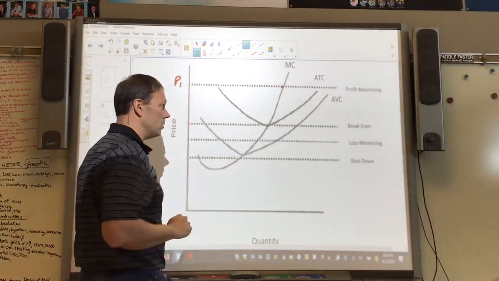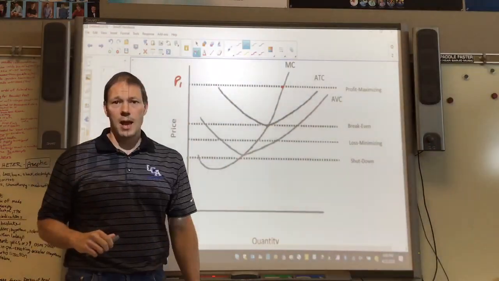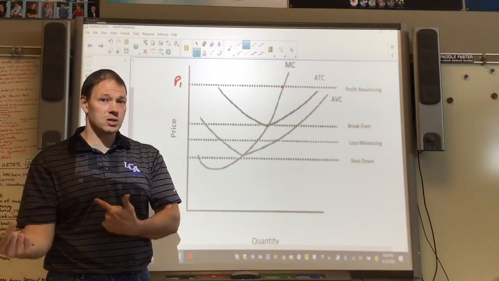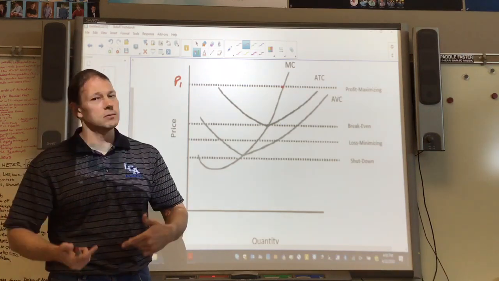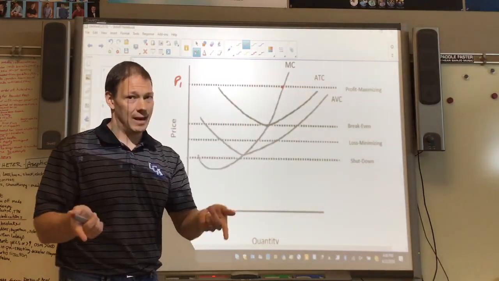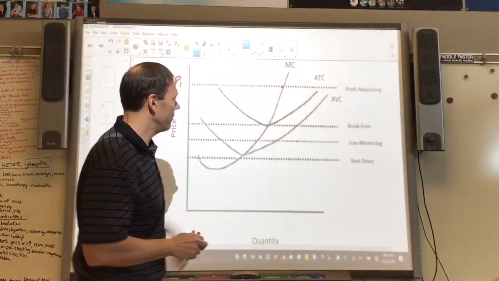So where your MR equals MC is above your average total cost. As long as the price you're getting is greater than what it's costing you on average to make those units, you make money. So this firm is making, technically, economic profit, because we're economists, that's what we're concerned with. So you're making economic profit.